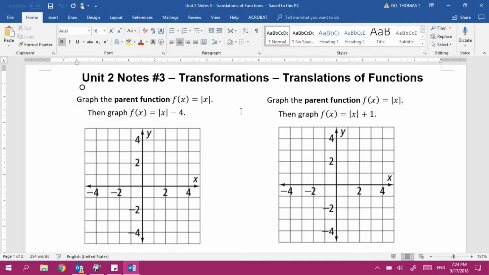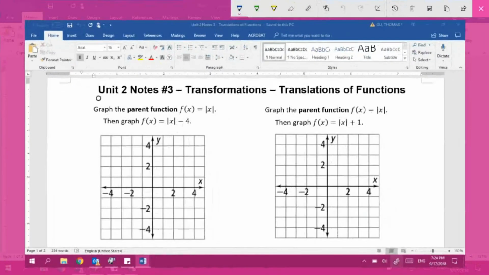This is all about transformations, but specifically translations of functions. So on the first example, we can see we need to graph the parent function f of x equals the absolute value of x. Now remember, if we want to graph this, we just pick our points x, whatever we want. I always pick -2, -1, 0, 1, and 2, because I know that's going to be easy to work with.